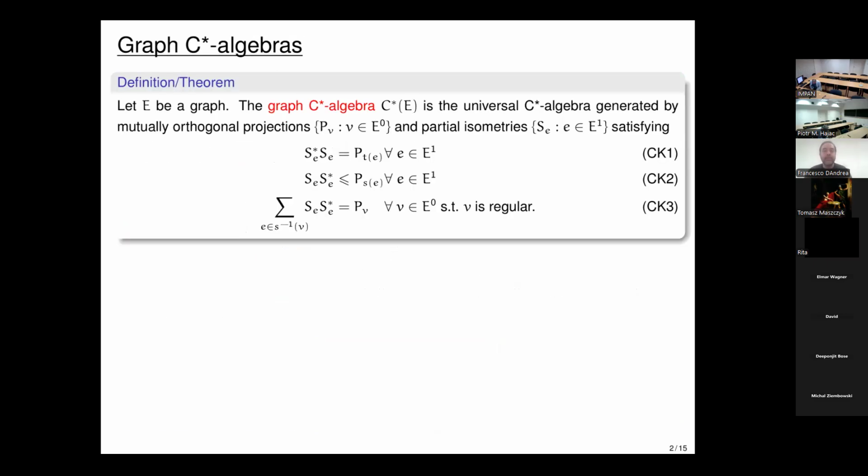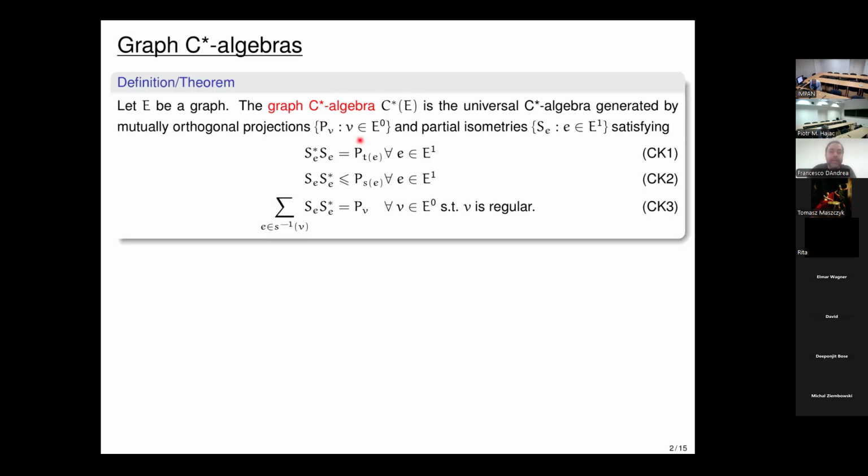Now that we recalled what we mean by a graph, let's see the definition of a graph C-star algebra. This is a definition/theorem because I'm going to define something using some kind of universal property, and then you have to show that this something exists, but it does. This is a theorem. So if you have any graph denoted capital E, its graph C-star algebra denoted C-star of E is the universal C-star algebra which is generated by two sets of generators.